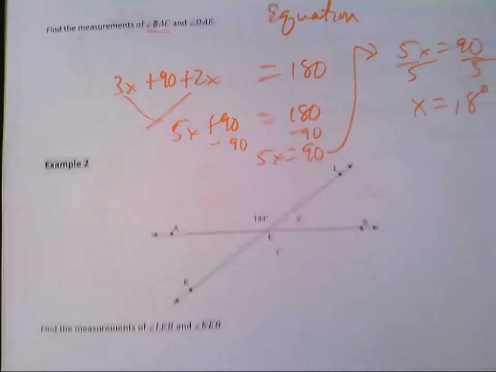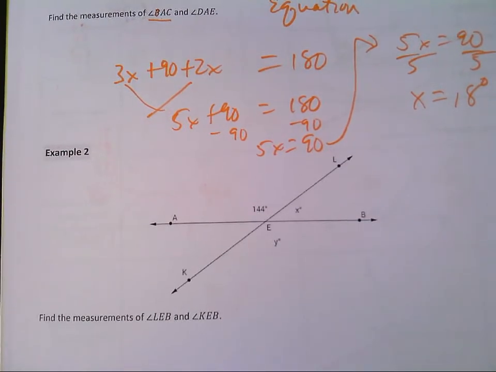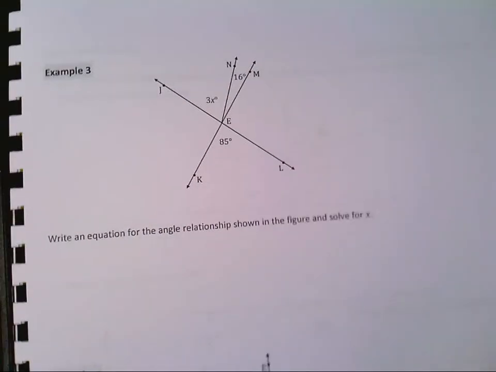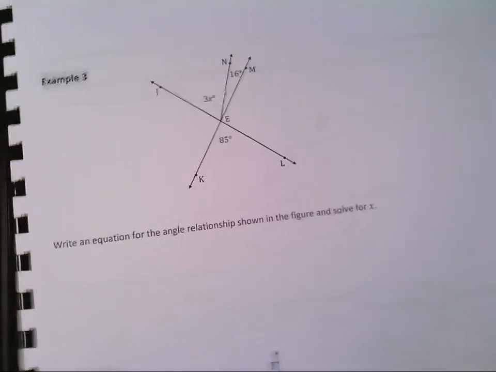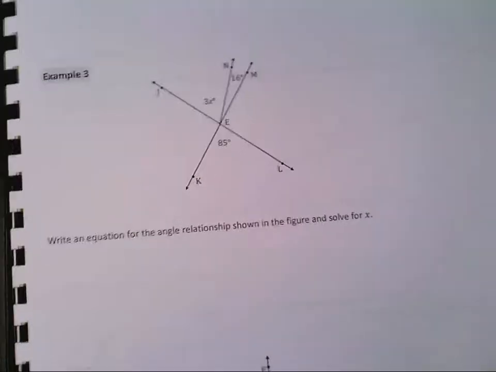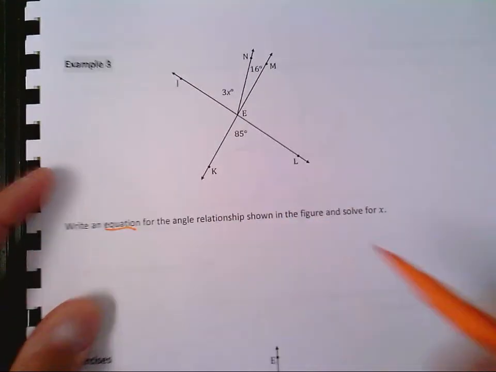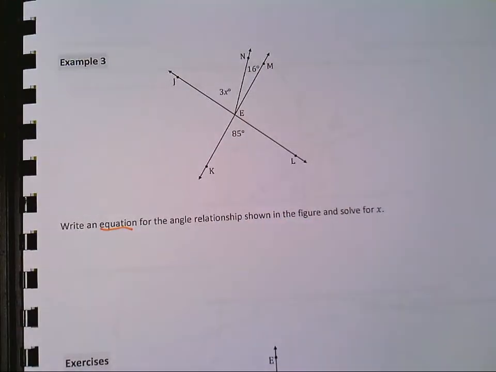Example 2, we just did one just like that on our warm-up, so I'm going to leave that alone for now, and we'll go right to example number 3. I'm actually going to show you 2 different ways that you could approach this, depending on how you see this problem. Write an equation for the angle relationship shown in the figure and solve for x. There are actually a couple different things that some of you may use.